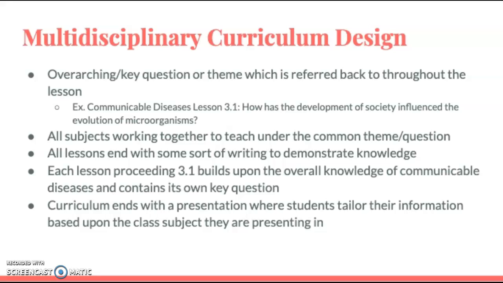Each lesson preceding 3.1 builds upon the overall knowledge of communicable diseases and contains its own key question. The curriculum ends with a presentation where students tailor their information based upon the class subject they're presenting in.